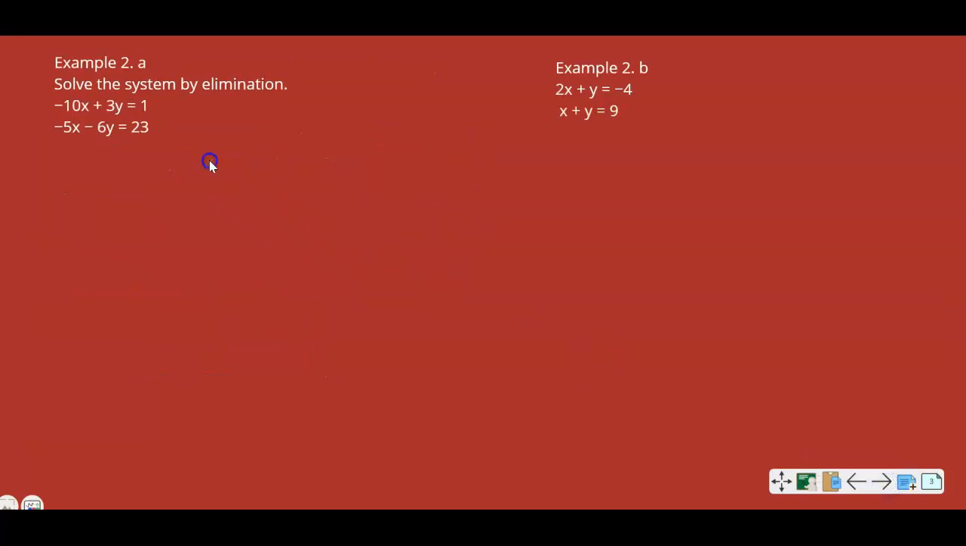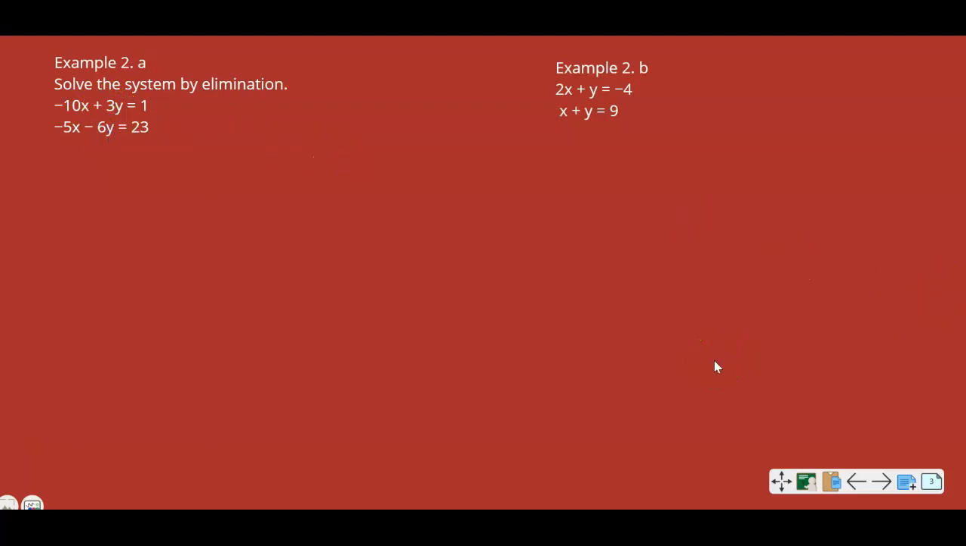All right, example 2, solve the system by elimination. Our first equation, negative 10x plus 3y equals 1. Our second equation, negative 5x minus 6y equals 23. If we add these equations together, nothing eliminates. If we subtract these equations, nothing eliminates. So back to the notes from the first page. If you need to, you have to multiply one equation by something first.